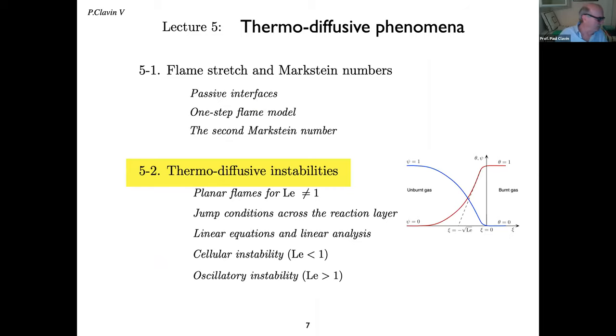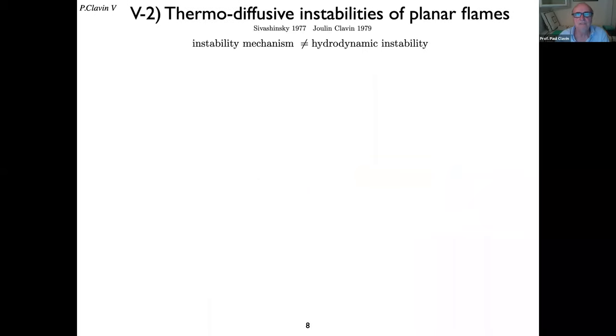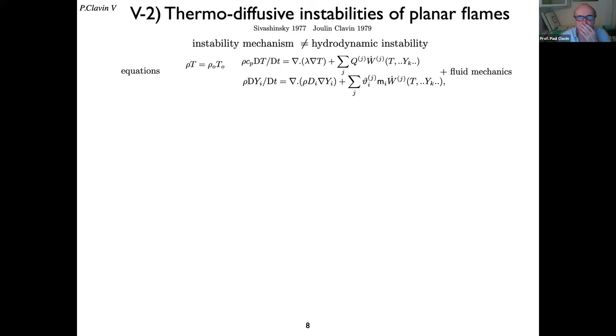Now, let me go to the other type of instability in flames, which is a thermodiffusive instability. This instability mechanism has nothing to do with hydrodynamic instability. It's a quite different mechanism, whose analysis was initiated by Sivashinsky in 77, and with Guy Joulin we developed this 2 years later.